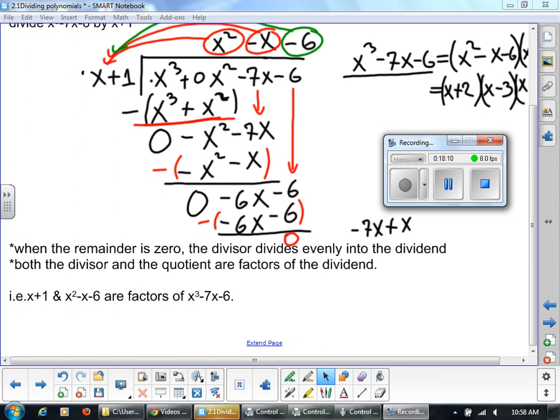So whatever you get after this long division, you could say that they're factors of the original function. So in this case, x plus 1 and x squared minus x minus 6 are factors of x to the power 3 minus 7x minus 6. We went further and got the factors of x squared minus x minus 6. So we fully factored this polynomial. And that's it.